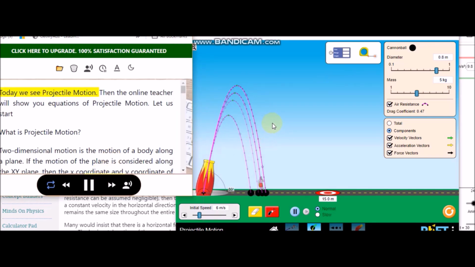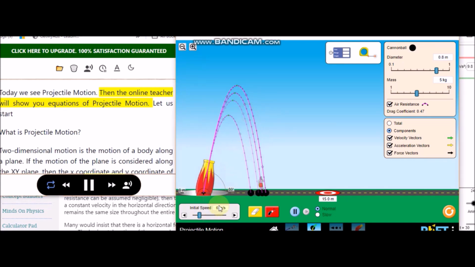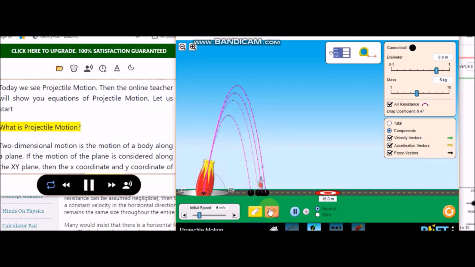Today we see projectile motion. Then the online teacher will show you equations of projectile motion. Let us start. What is projectile motion?